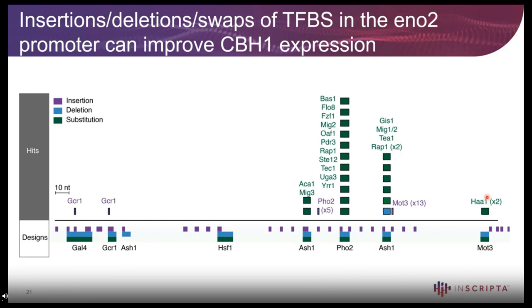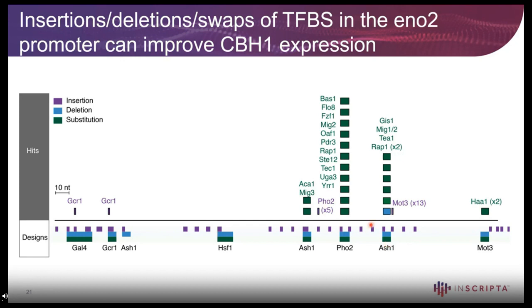At the MOT3 region, if we swap in an HAA1 transcription factor binding site, we were able to see improvement of CBH1. I should mention, if there are multiple boxes at a location, that means that we pulled out different types of hits at that location. This ASH1 binding site is interesting in that we actually got hits from all three different libraries at this particular location.